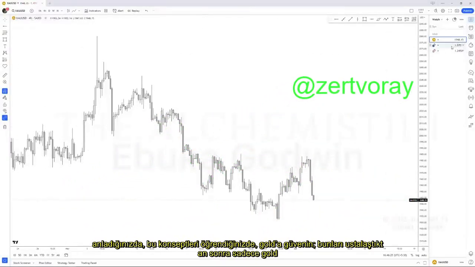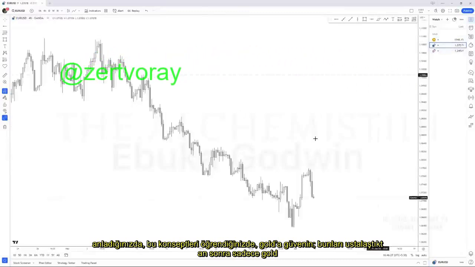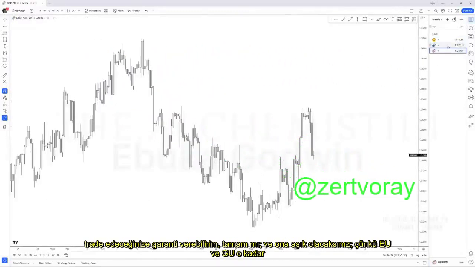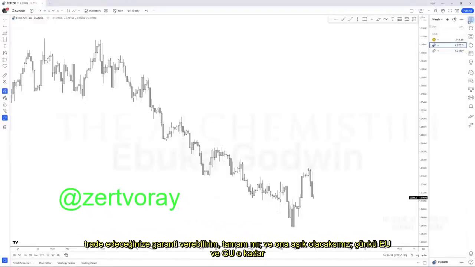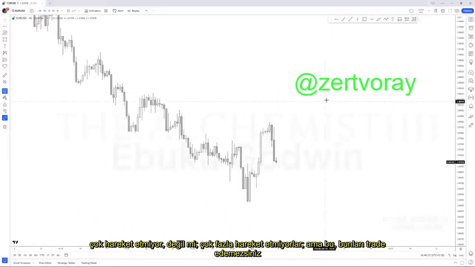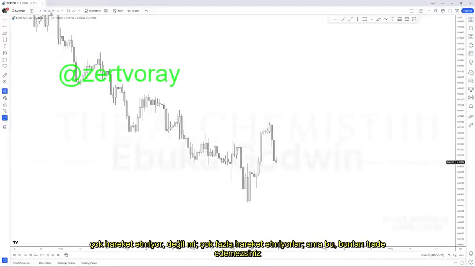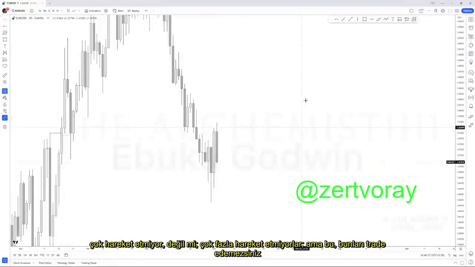Because EU and GU do not move a lot, right? They do not move a lot. But that doesn't mean you can't trade them. You can trade these. Like for example, where did the sells come from?